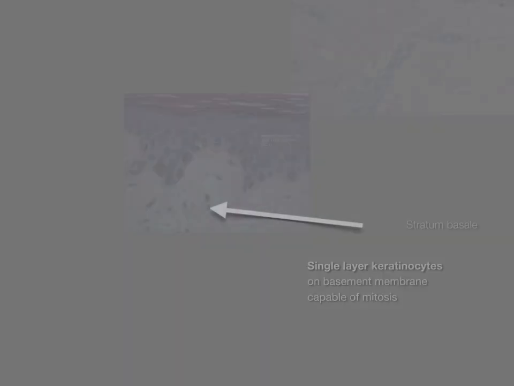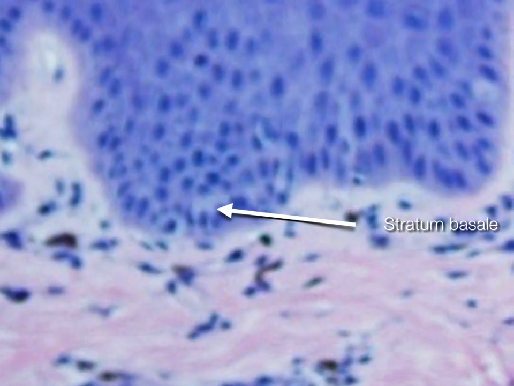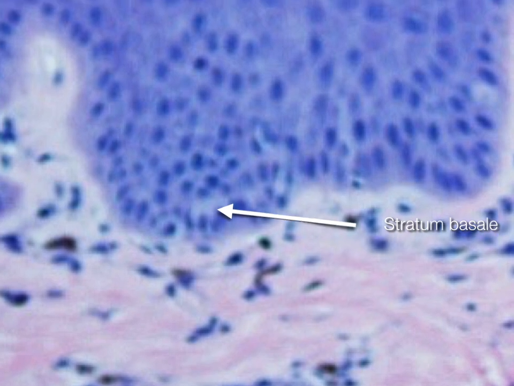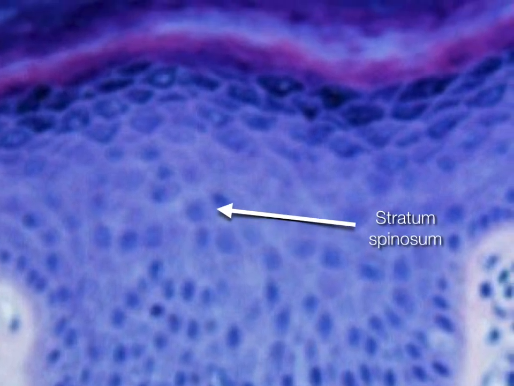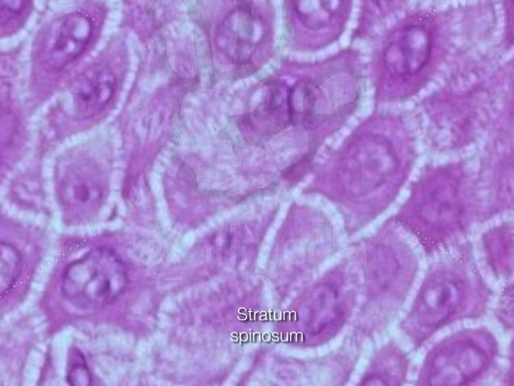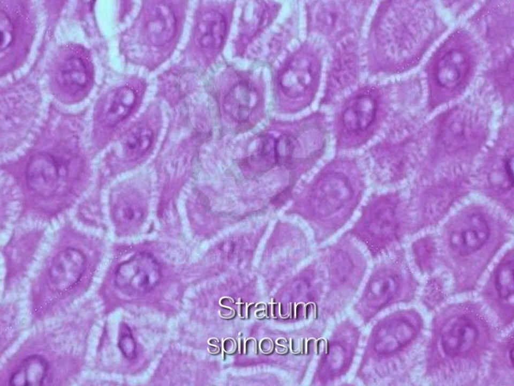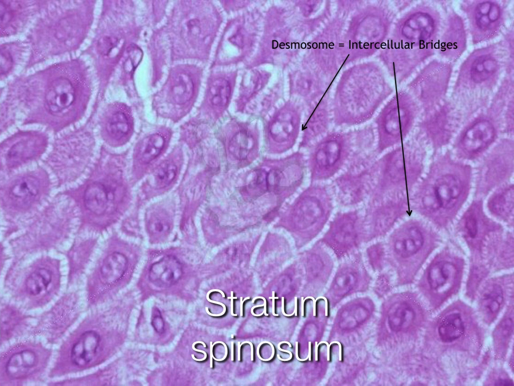Let's move on to the layer just above the Stratum Basale, and this is the Stratum Spinosum. This layer is called the Stratum Spinosum because of the prominent spines that can be seen on the keratinocytes. These spines are apparent at higher magnification. These spines are actually desmosomes, or intercellular bridges, that are revealed with the shrinkage of the cell during the processing of the slide.